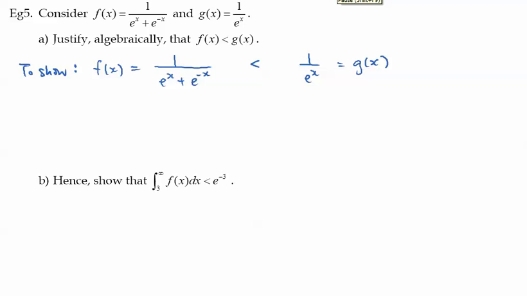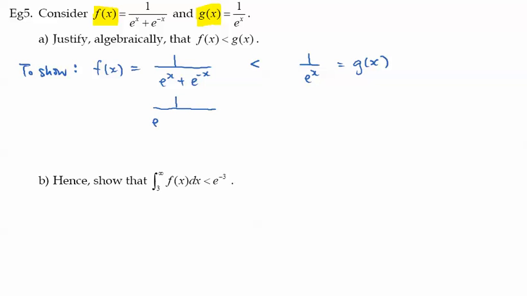Alright, so for example number 5, we want to justify that function f is less than function g using algebra. And what we're going to do is to make use of any algebraic skills to turn the left hand side of this inequality into something that is less than that. So when we're using algebra, what I probably would do is to make use of taking out the GCF, factor it, and compare these expressions with something else.